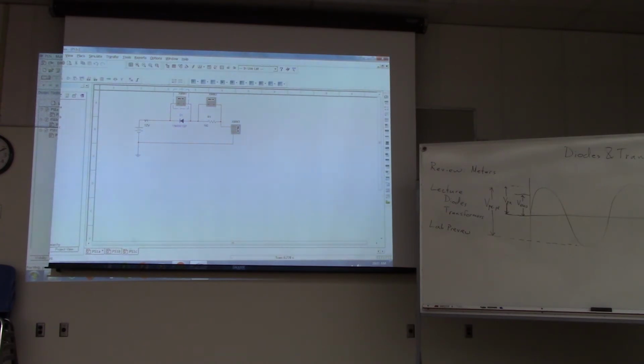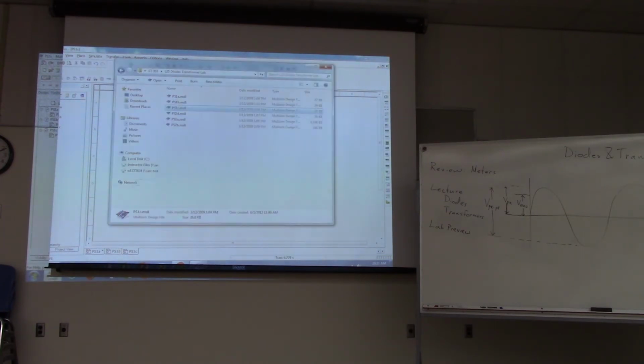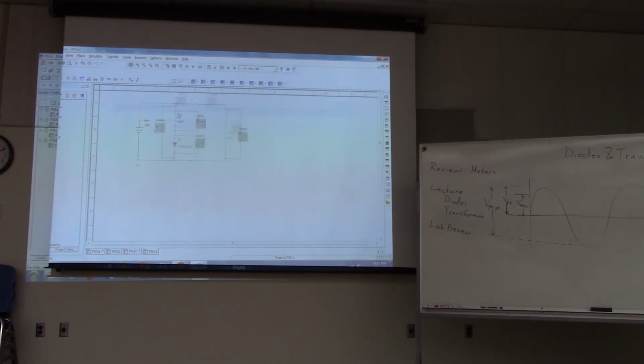So that's that circuit. Now you have a circuit where you have two branches that are in parallel. Okay, so you're going to run that. You're going to change the voltage a few times and see how that works.